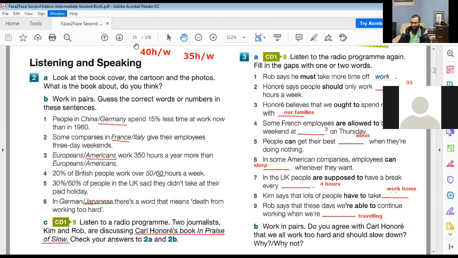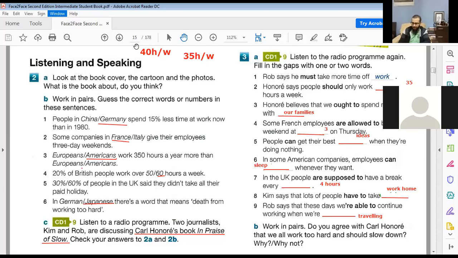Yes, me too. Honoré says people should only work 35 hours a week. And do you think that's a good idea? Yes, definitely. Firstly, a lot of people are unemployed these days, as we know. So if everyone worked fewer hours, it might create more jobs. But according to Honoré, people are already working less in some countries. For example, Germans spend 15% less time at work now than in 1980. Honoré also believes that we ought to spend more time with our families. And that's already happening in some countries too, isn't it?